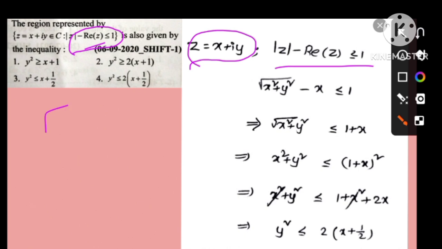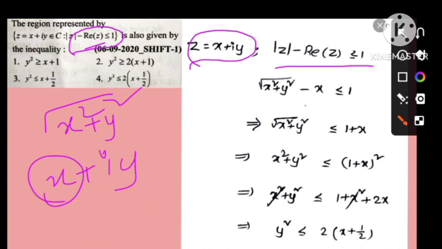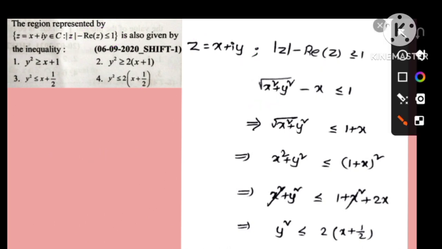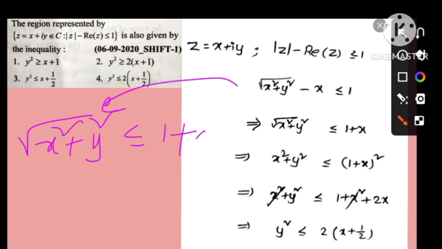What is the |z| value? Square root of x² + y², the modulus value. And what is Re(z)? In the number x + iy, what is the real part? x. That is, Re(z) is equal to x. Okay. |z| is root over x² + y², minus Re(z), which is x, which implies what is the next condition? From this, the square root of x² + y² is less than or equal to 1 + x. Write this -x to the right side.